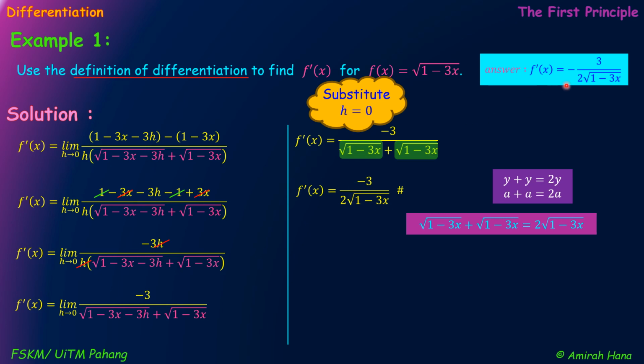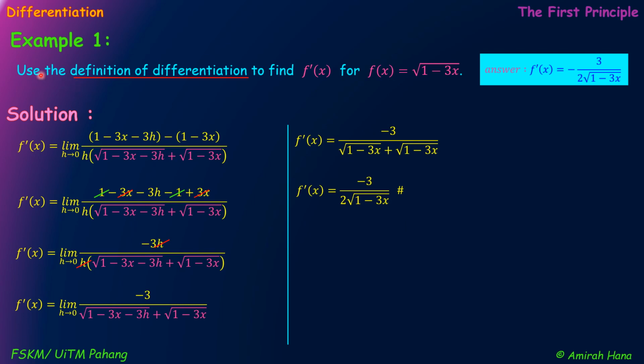And then we compare with this answer. This answer we got when we found f prime x using the generalized power rule in the previous slide. From here, the answers are the same, which means this answer is correct. This one we use the definition of differentiation, and this one we find f prime x using the generalized power rule. When we compare, it is equal, so the answer is correct. Got it?